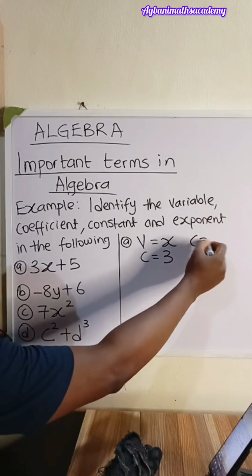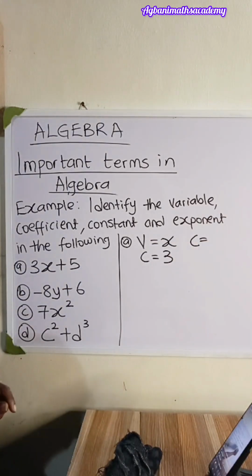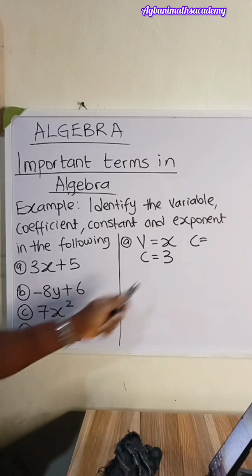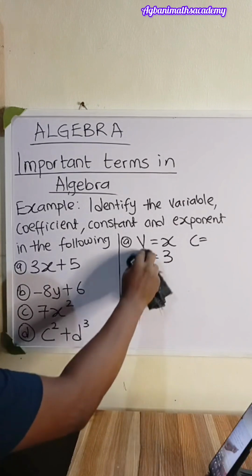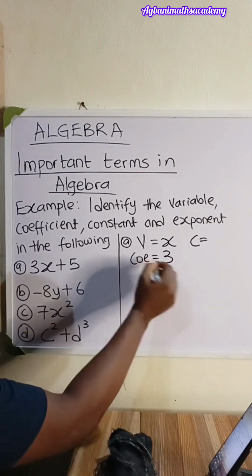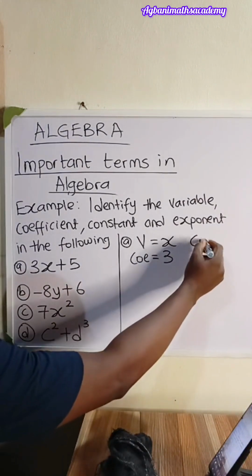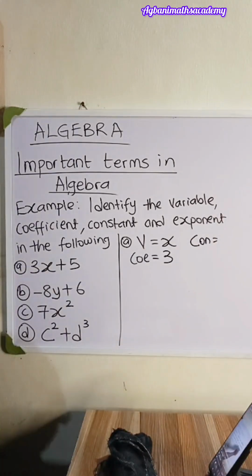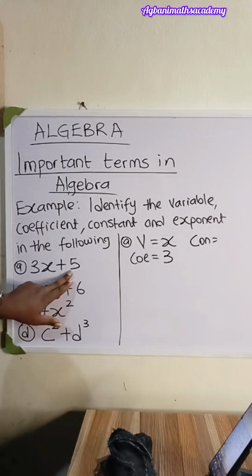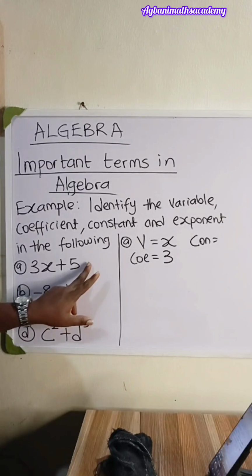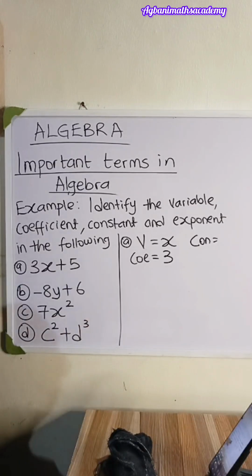Constant, the second C is constant. Do we have any constant? The second C is constant, and the first C is coefficient. Let me differentiate them. A constant is a number that does not have a variable attached to it. So we can see that 5 here is a constant because it does not have any variable attached to it, right? So 5 is a constant.